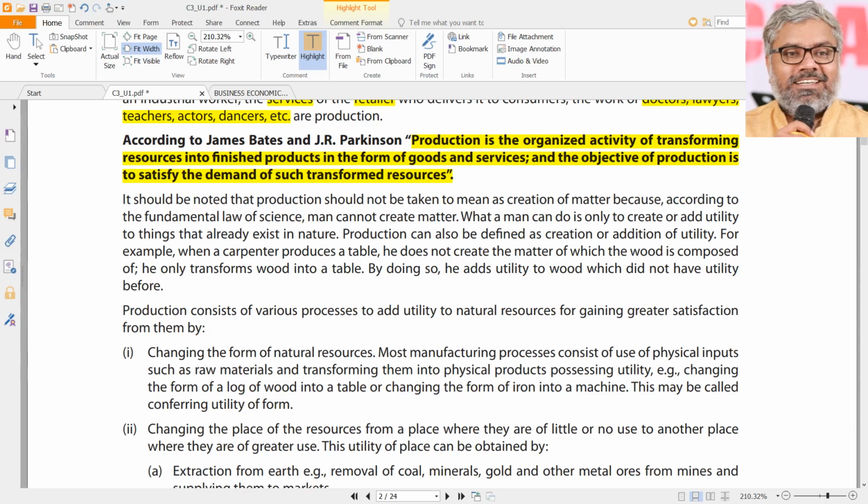And on the other side, far from that place, there is a village which has another 1,000 acres of land where a lot of people have worked hard in order to cultivate wheat. So the question comes, is the first one also production? No, sir, it is not production. Why? Because there is no organized activity in the first case. It is nature's gift.